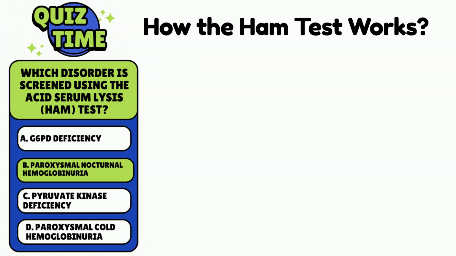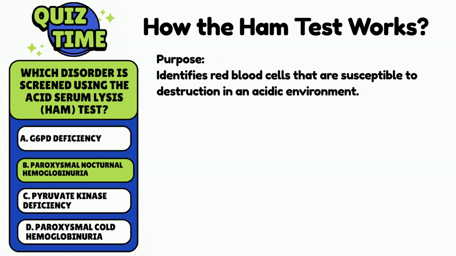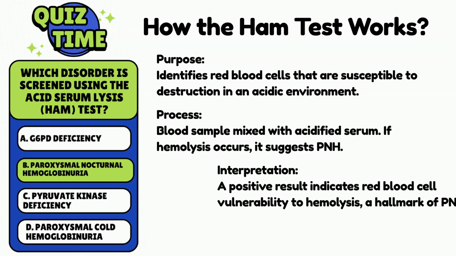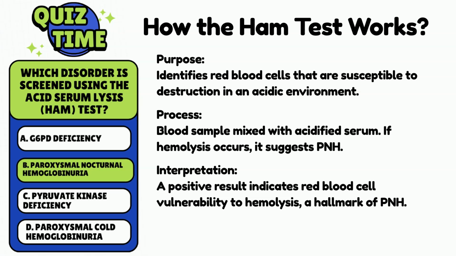How does it work? The test helps determine if red blood cells are susceptible to being destroyed in an acid environment. A sample of the patient's blood is mixed with serum that has been acidified. If the red blood cells are destroyed, or lysed, in the acid condition, it indicates a possible diagnosis of PNH. A positive result suggests that the red cells are vulnerable to hemolysis, which is a hallmark of PNH. Overall, the HAM test is a useful tool for identifying specific blood disorders related to red blood cell health.